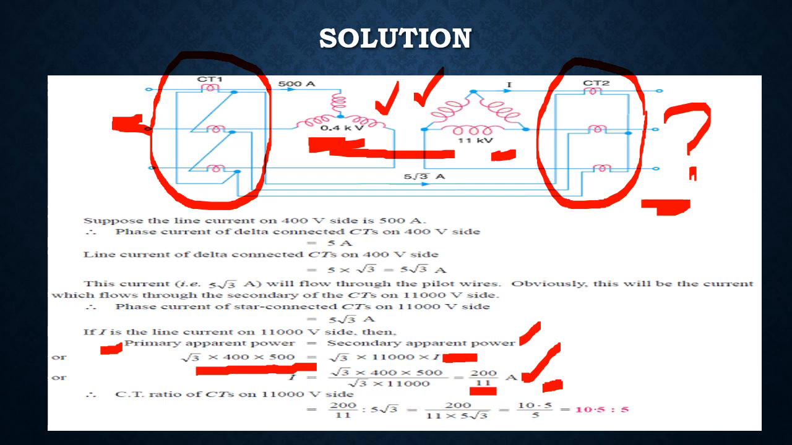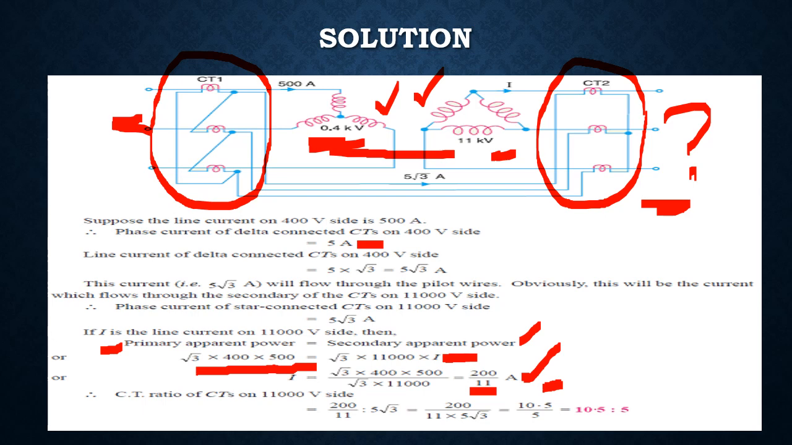Now the second step is to get the secondary current of the CT on the 11 kV side. First find the secondary current of the CT on the 400 volt side. We already know the CT ratio on the 400 volt side, that is 500 by 5 amperes. So for a primary current of 500 amperes, the secondary current will be 5 amperes. This 5 amperes is nothing but the phase current.